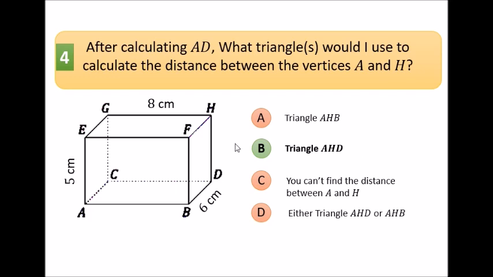Question 4. To calculate the distance between A and H, after I've calculated AD, it would make most sense to use the triangle ADH or AHD. AHB could be used to calculate the length of AH, but it doesn't make sense to use that triangle if we've already calculated the length AD. Because for ABH, we would have to calculate the length BH first to be able to use Pythagoras theory to calculate AH. So it makes more sense to use AHD.